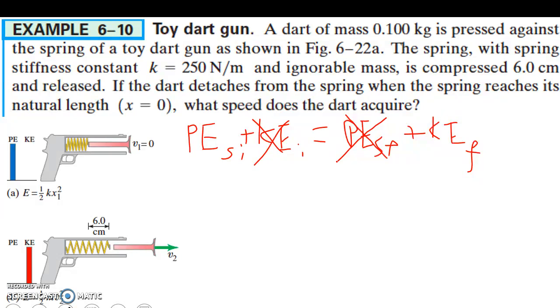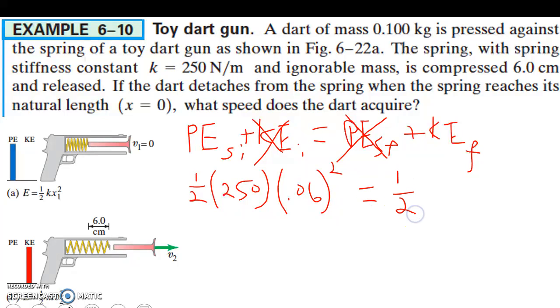And so our spring is 1/2 k, which is 250, times the distance squared. Now remember, we want that in meters, so we've got 6 centimeters. We want 0.06 meters, squared, is equal to 1/2 and we have to have the mass here. If we don't have the mass here, that's a problem trying to find that velocity.